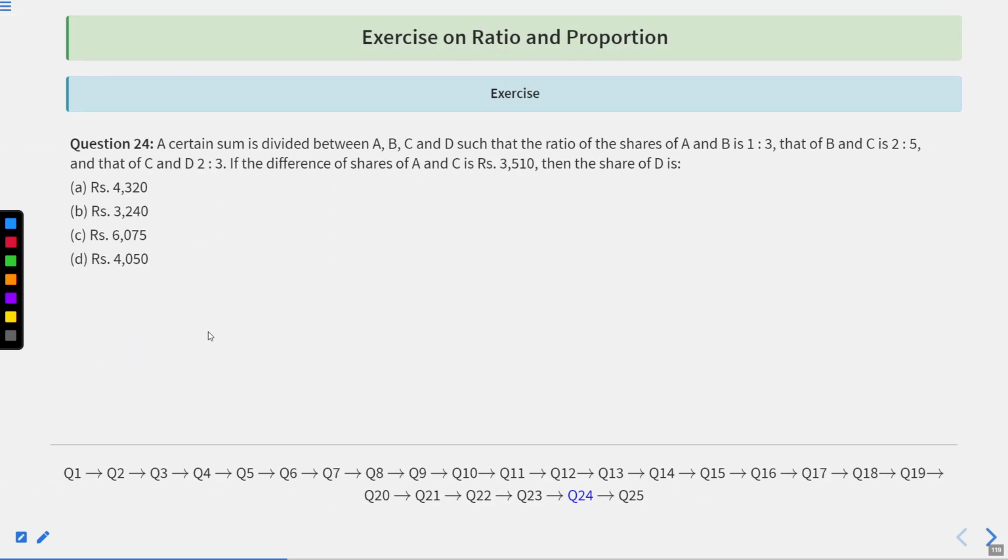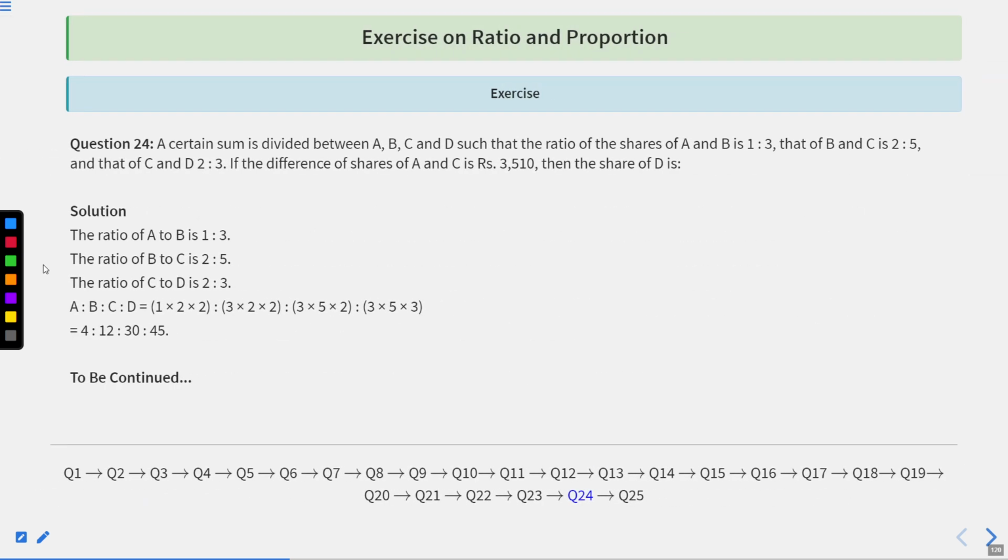Question number 24. A certain sum is divided between A, B, C and D such that the ratio of shares of A and B is 1:3, B and C is 2:5, C and D is 2:3. If the difference of shares of A and C is rupees 3510, then the share of D is.